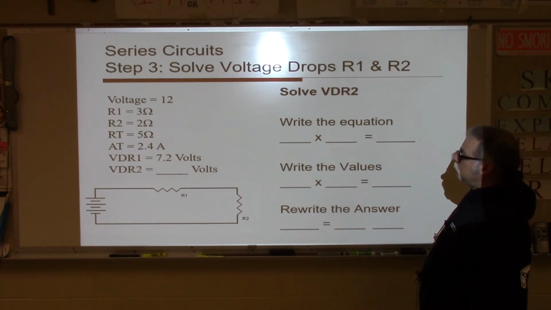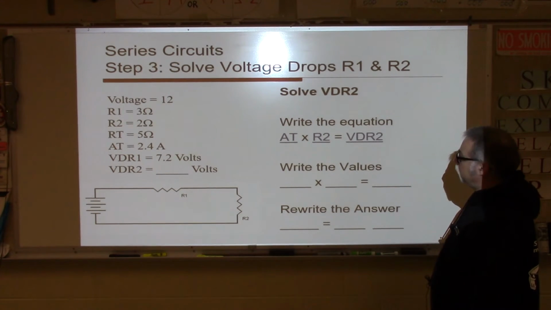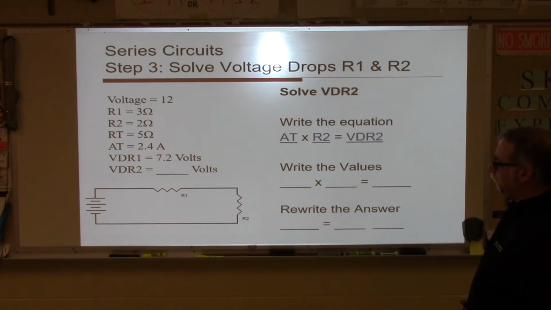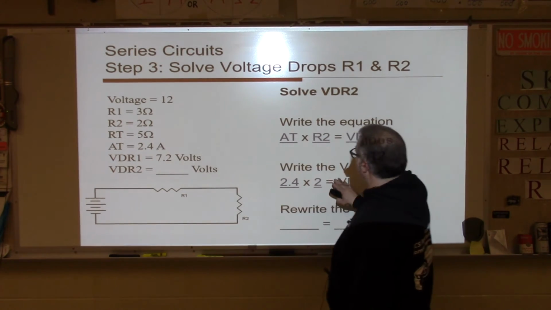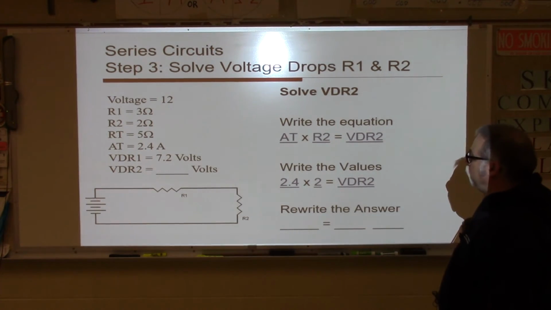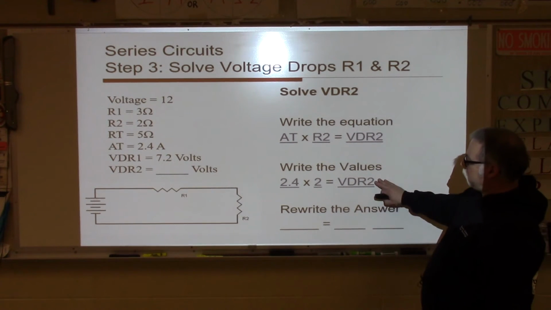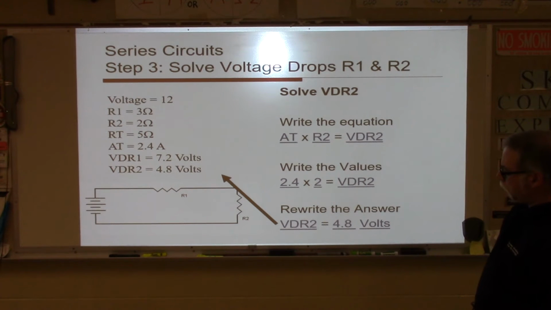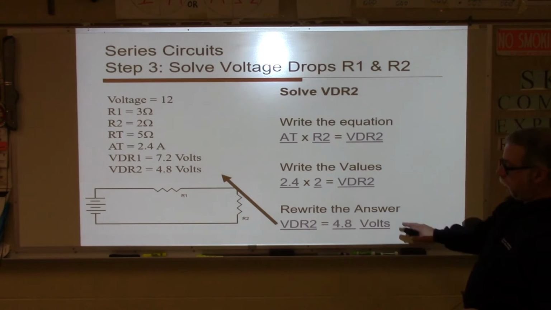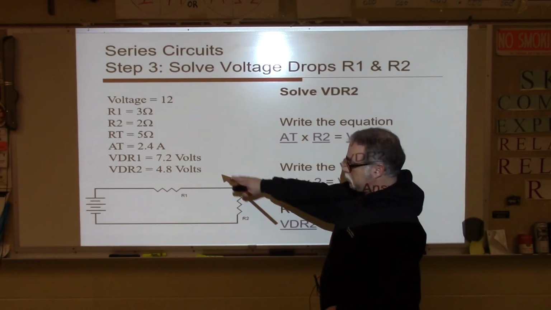Rewrite the equation. Amps total times R2 gets us the voltage drop at R2. We'll put the values in. 2.4 times R2. So R2 is right here. Bring that number over. 2.4 times 2 is the voltage drop at R2. Rewrite the answer. Voltage drop at R2 is 4.8. Carry that number over, put it on the list.